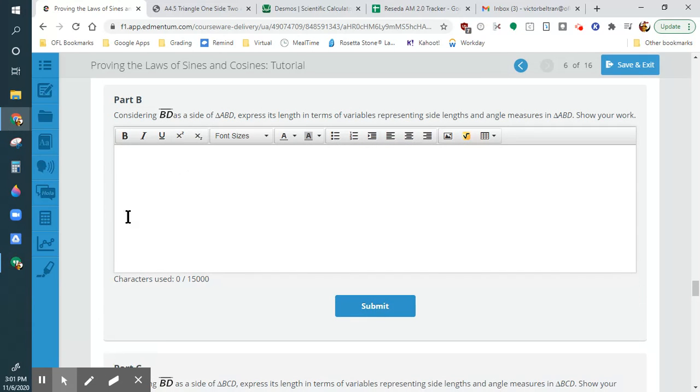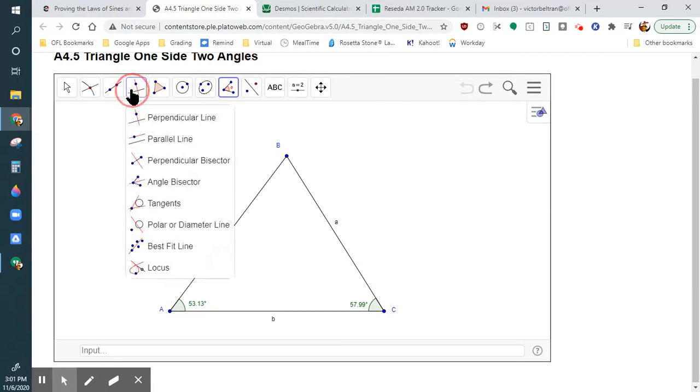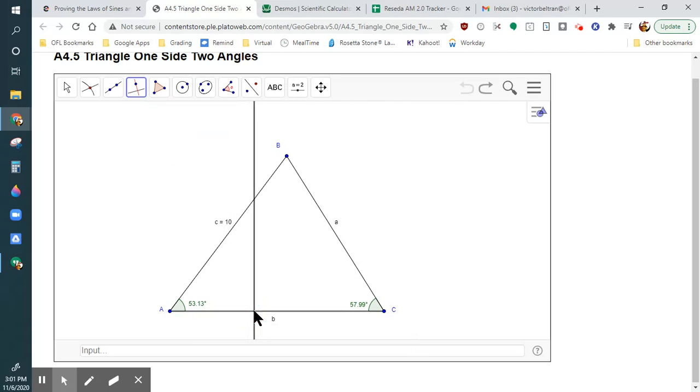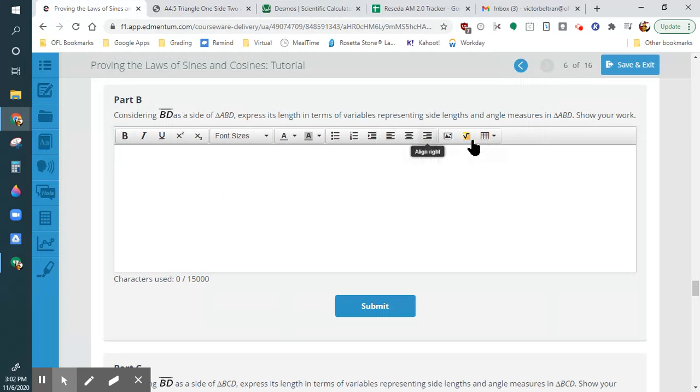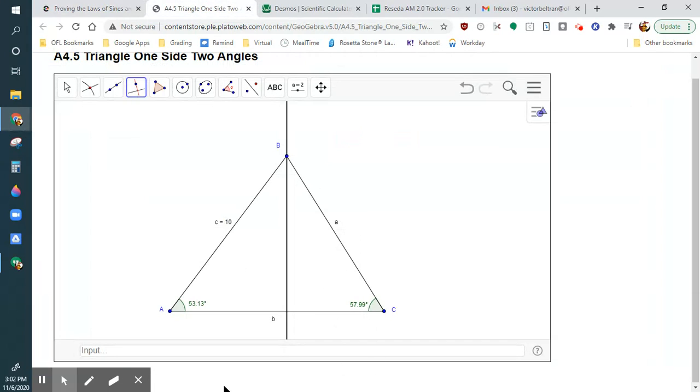So that being the case, what we're gonna do is literally do what I did earlier. We're gonna create a perpendicular line. And how can we express the length BD in terms of the sides? Show your work. So this one we actually now know.